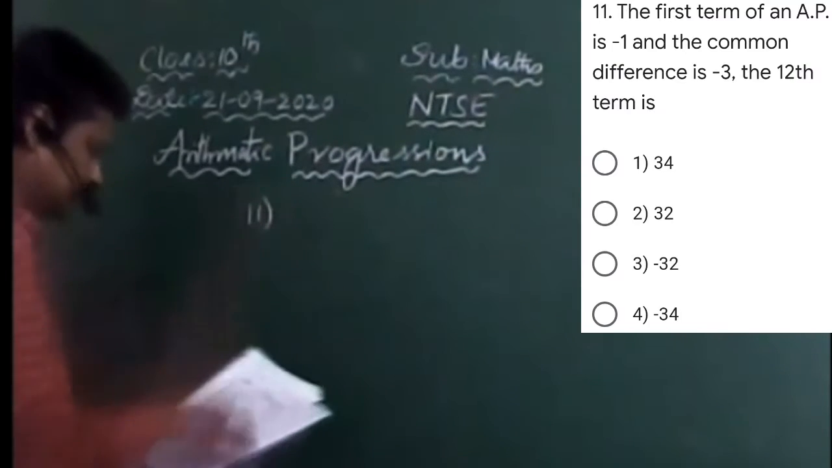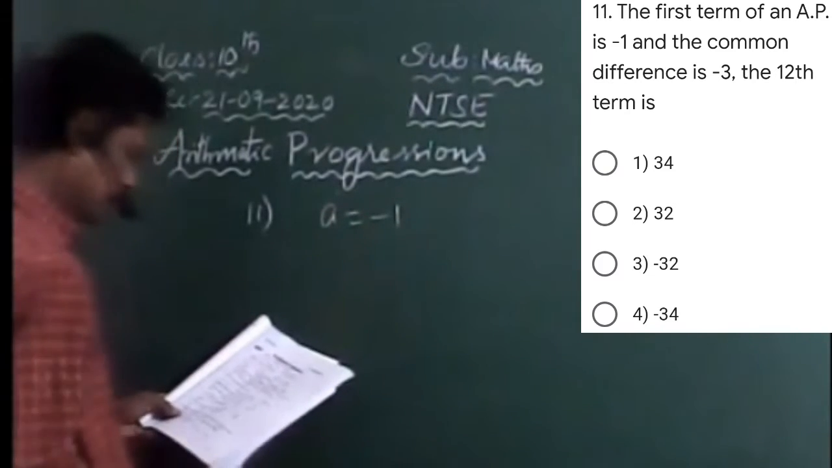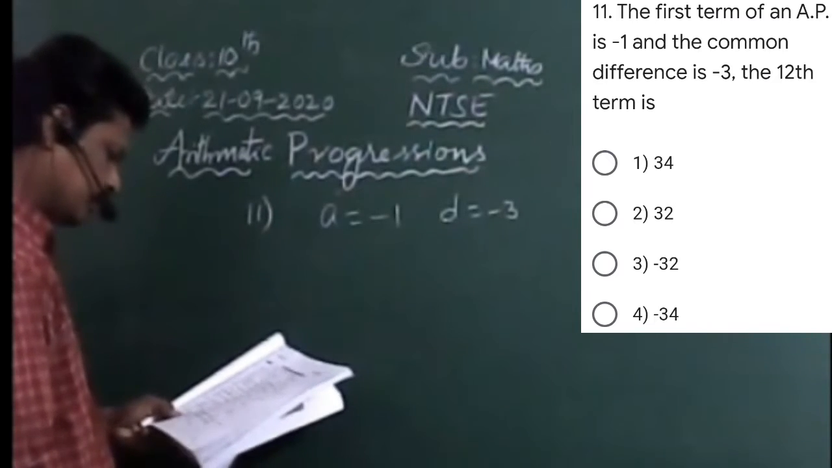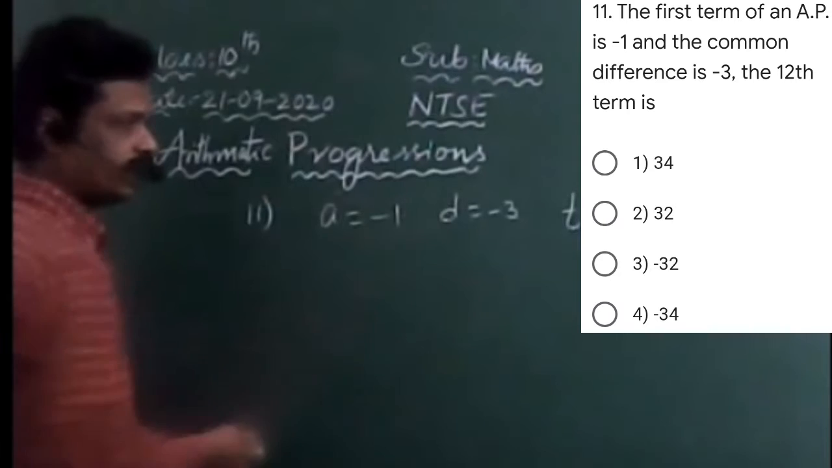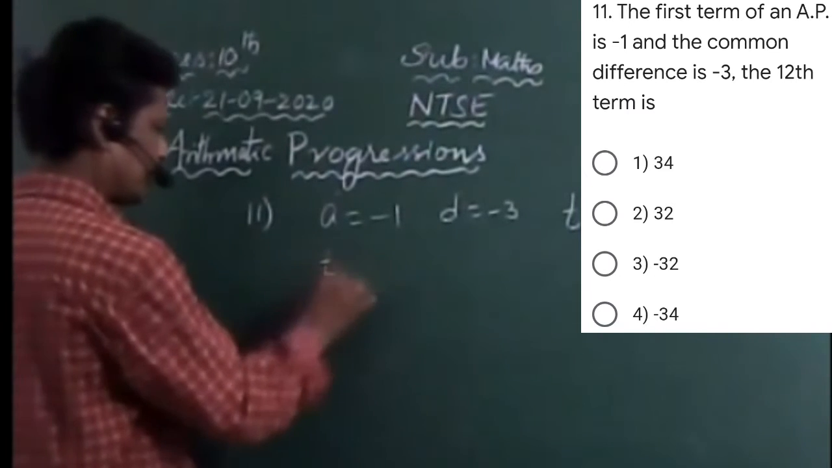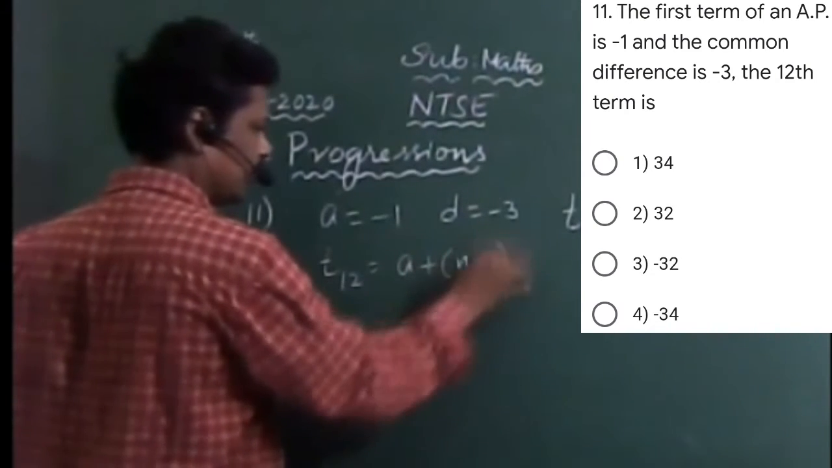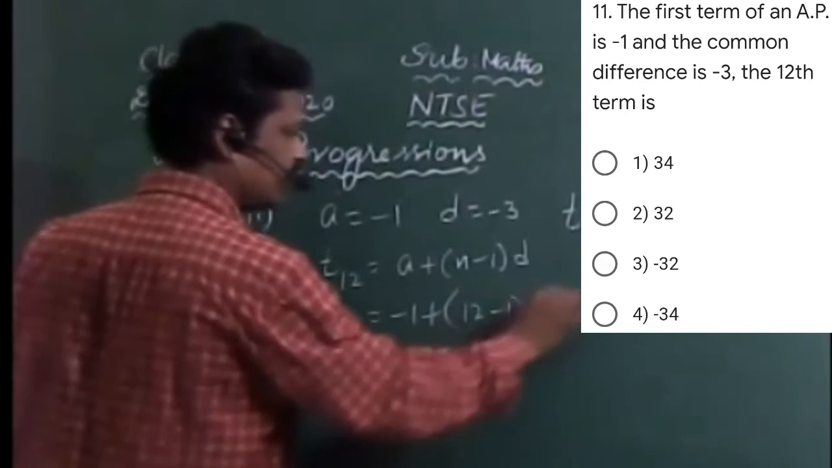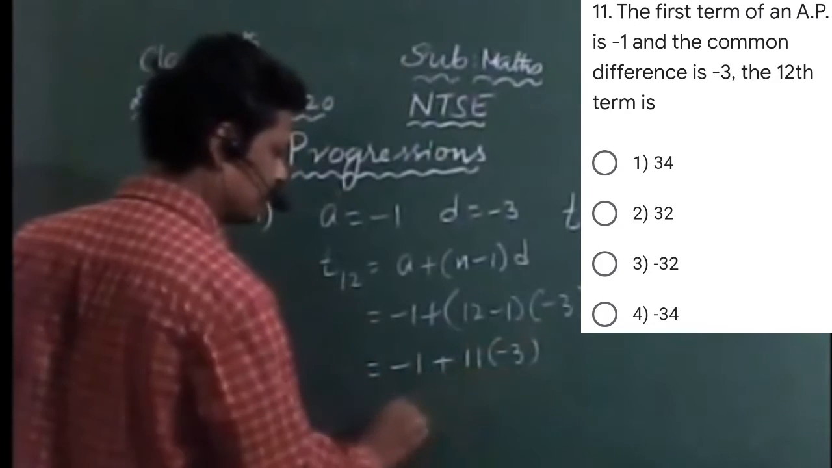Is it clear? Coming to the 11th sum. First term is given as minus 1. The common difference is minus 3. Then find T12, the 12th term. Already A and D are given. So T12 formula: n value 12. So you can use A plus n minus 1 into D, which is minus 1 plus 12 minus 1 into D, which is minus 3. So minus 1 plus 11 into minus 3, which is minus 34.